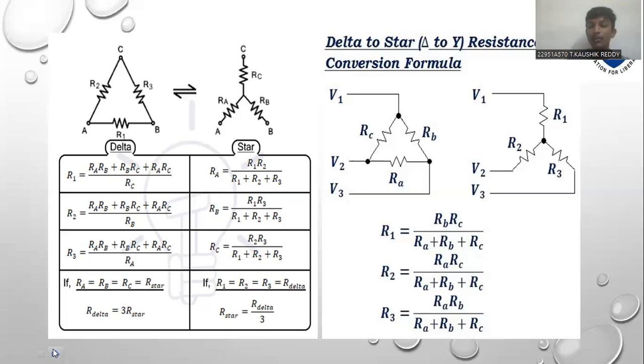Now the delta to star resistance conversion formula. R1 is equal to RB RC by RA plus RB plus RC. R2 is equal to RA RC by RA plus RB plus RC. R3 is equal to RA RB by RA plus RB plus RC.